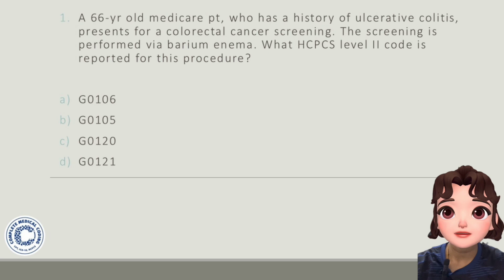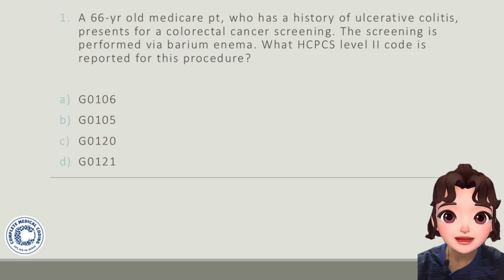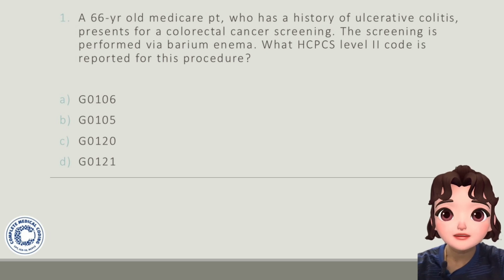So here we have to code for the HCPCS code for colorectal cancer screening. In HCPCS you will be getting only 3 questions. For these direct HCPCS codes, only HCPCS codes questions you will be getting. You can easily score 3 marks for the 3 questions. So let's move to the options one by one.